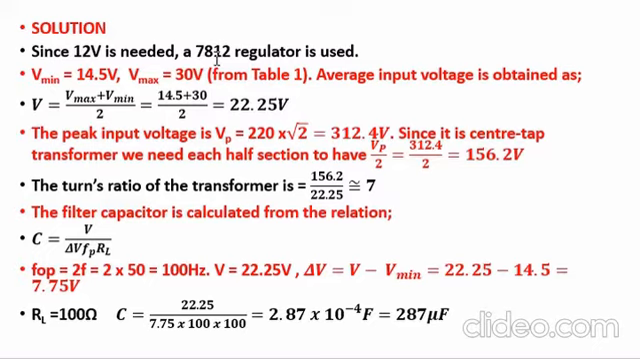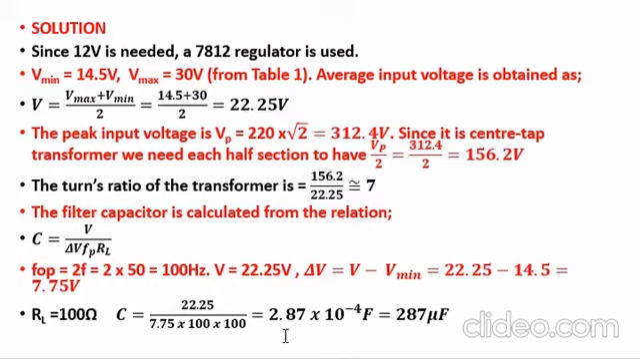Now my load resistance has already been given in the question as 100 ohm. So I will now substitute my V. I'll put this average value I got, all over my delta V, which is 7.75, and my FP, that's the frequency, is 2 times 50, which is 100, and my RL is given as 100. If you simplify everything, it will give you 2.78 times 10 to the power minus 4, approximately 287 microfarad. And this is the design.